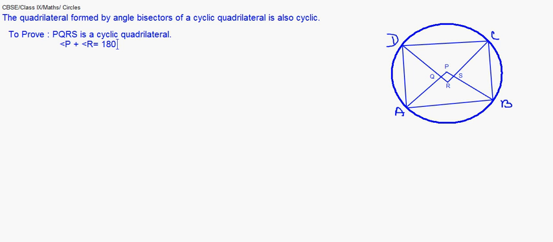Either one of them can be proved. We don't need to prove both of them, because automatically, on the other hand, S plus Q will become 180 degrees. At least this we need. Now move on to the proof.